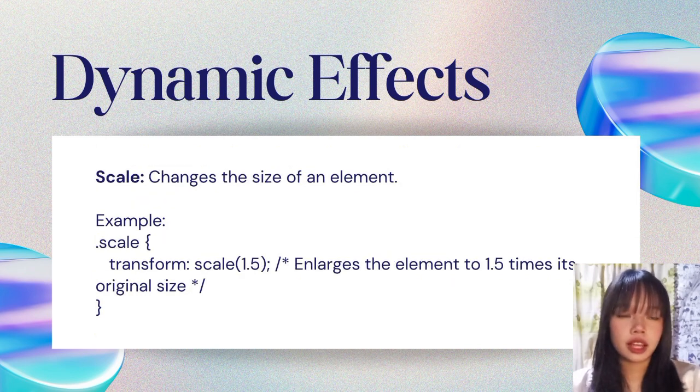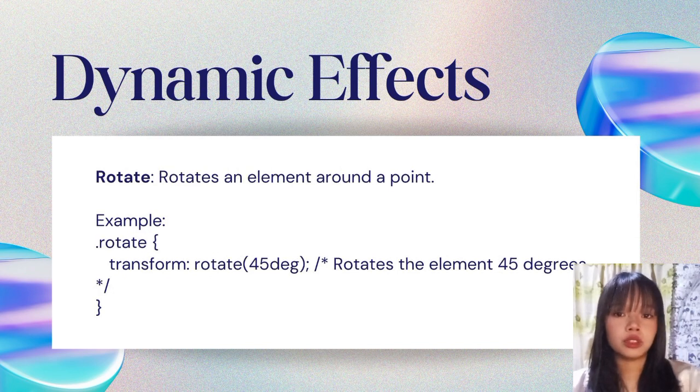Next is scale, which changes the size of an element. Here's an example, transform scale 1.5, which enlarges the element to 1.5 times its size. So it gets bigger; enlarging is also a form of transformation. Next is rotate, from the word itself. Rotate 45 degrees rotates the element 45 degrees.